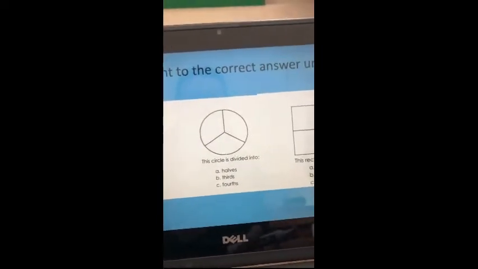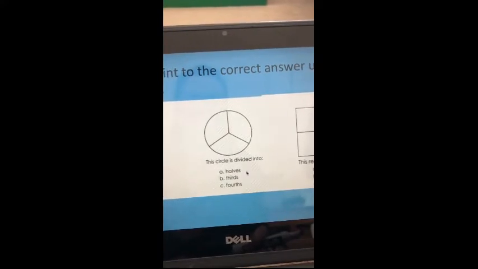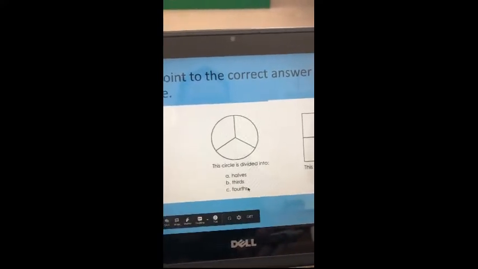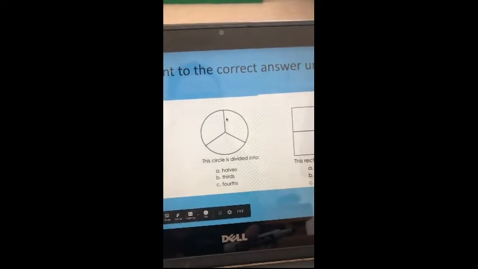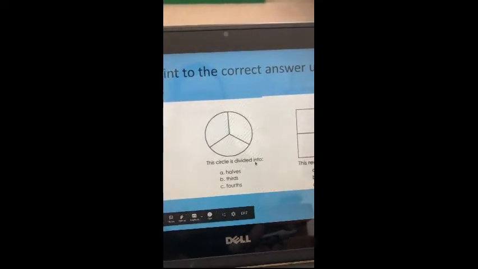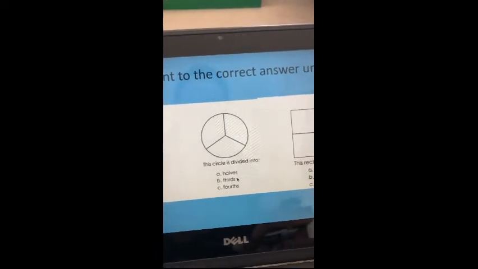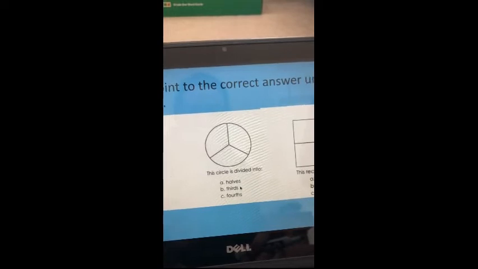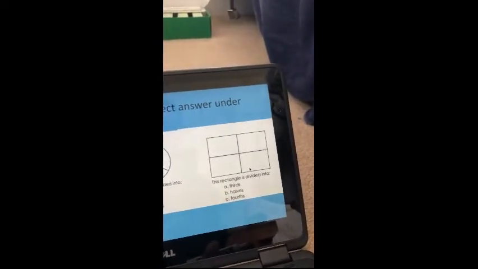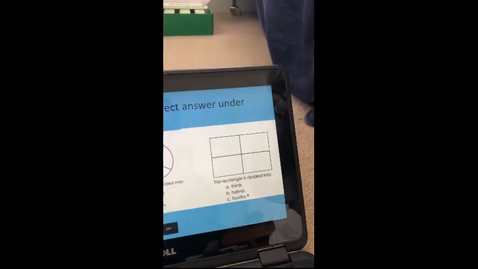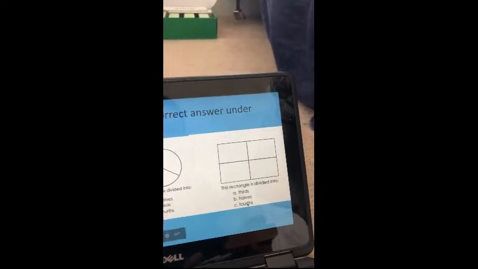What about this circle? This circle is divided into halves, thirds, or fourths. Let's count the parts. 1, 2, 3. There's 3 parts. What's it divided into? Thirds. Good, it's divided into thirds. There are 3 equal parts. Look at this rectangle. This rectangle is divided into thirds, halves, or fourths. Let's count the parts. 1, 2, 3, 4. If there are 4 parts, it's divided into fourths.